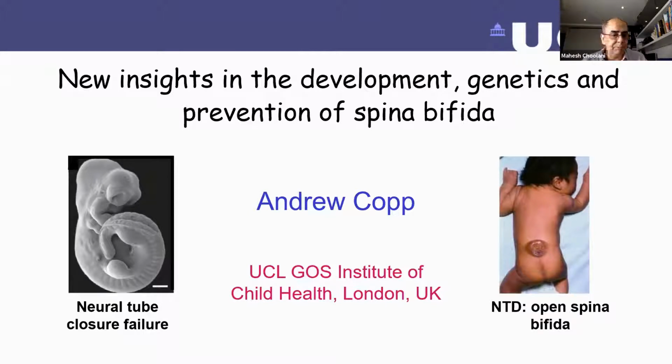Dr. Andrew, please. Thank you very much, Mahesh, for that kind introduction. I'm most grateful to be invited to give this talk. And as Mahesh says, I'm going to speak about the development, genetics, and prevention of spina bifida. My aim then is to consider this abnormality in the embryo, failure of neural tube closure, and how we get from there to open spina bifida myelomeningocele. Right, so as I say, I'm going to talk about embryonic events, and I'm going to try and get us through to open spina bifida.